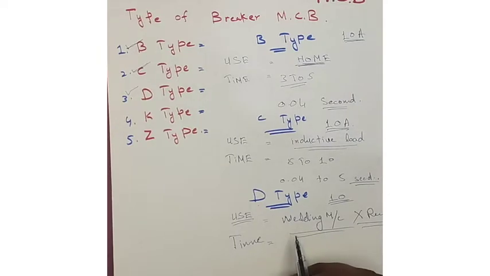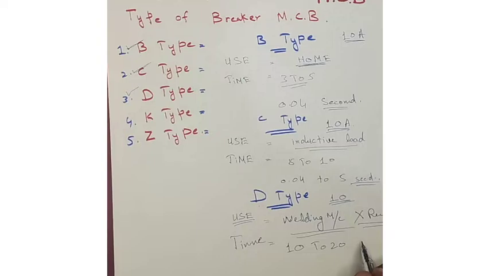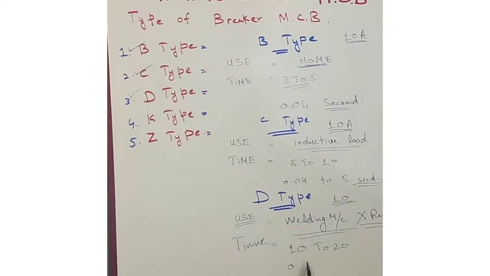This breaker will take 10 to 20 times extra. Suppose our breaker rating is 10 ampere and the type of breaker is D type. If a short circuit or something happens, the load will come to 100 to 200 ampere. In this condition, this breaker will trip in 0.04 second to 5 seconds.